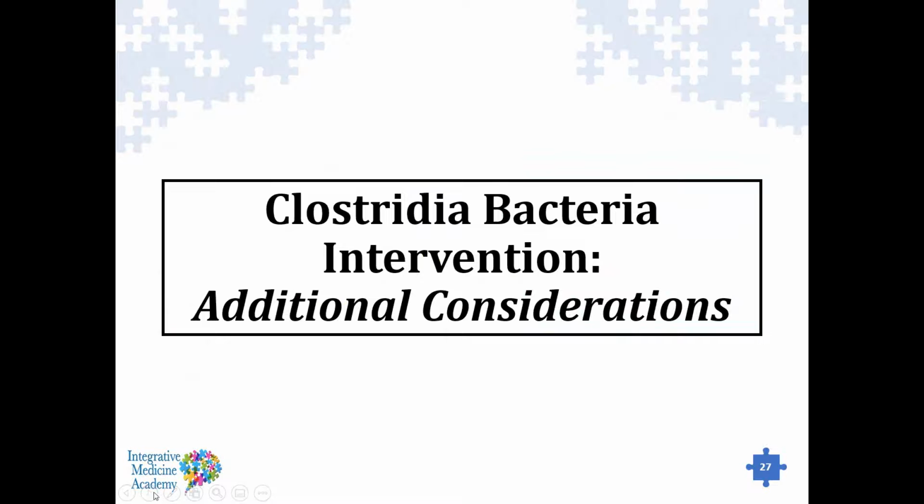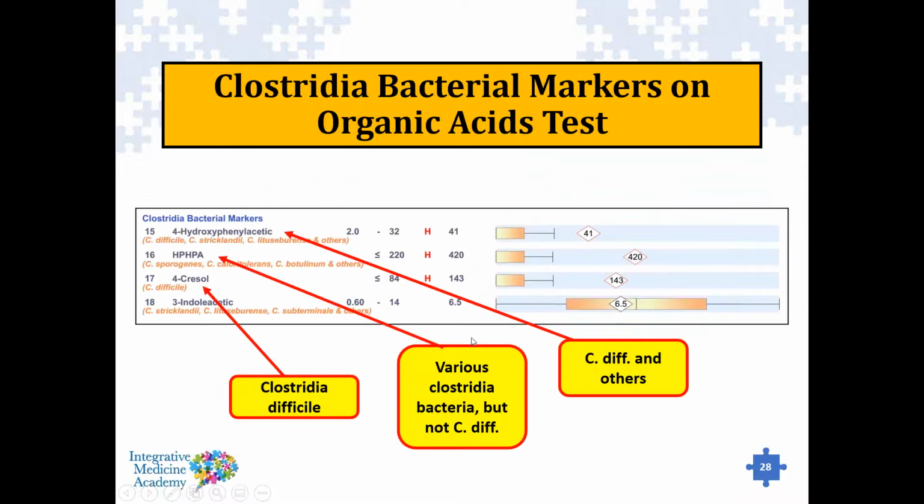Clostridia bacteria. Let's talk about a few additional considerations. I've mentioned in many of my webinars, as well as the OAT seminars and my other training, that you should expect to see a fair amount of people who come back elevated for at least one Clostridia marker. About 20–25% of OATs that you'll see in your practice, regardless of age or diagnosis, will have at least one elevation of one of these markers, the most common being HPA.